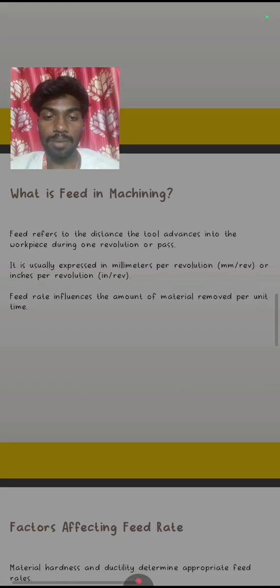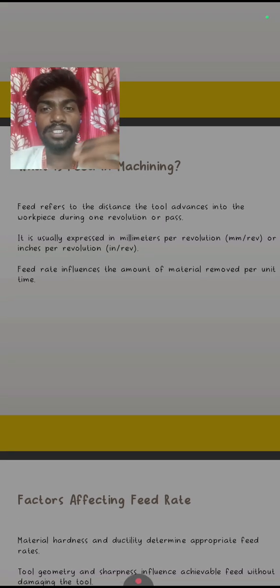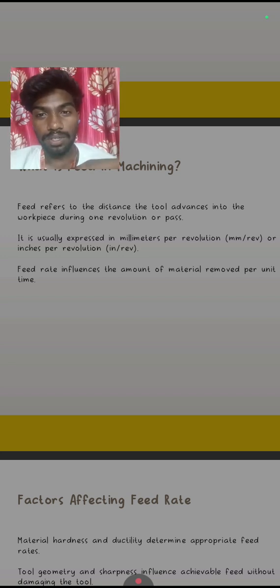Feed rate influences the amount of material removed per unit time. Yes, that's the major thing. Depending on the feed, the material removal will occur. It is not important to cut the material with very high speed or very low speed.